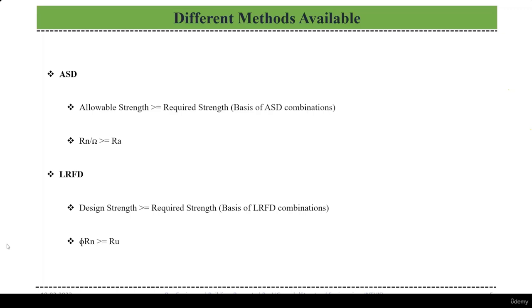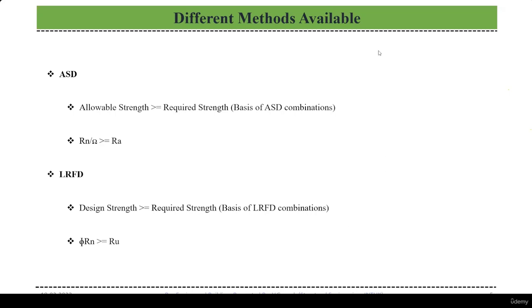So what is meant by phi? Phi is the load resistance factor here. So phi values will always be less than 1, and phi is multiplying here. If the multiplying factor comes to the other side, it gives you Ru by phi, right?